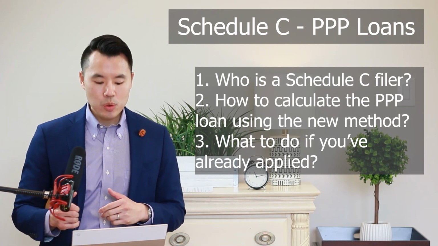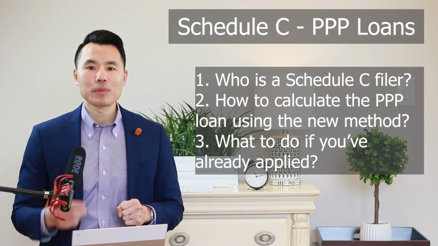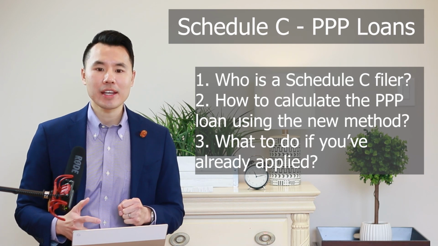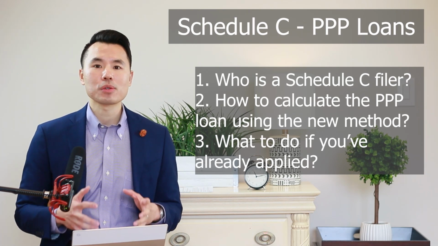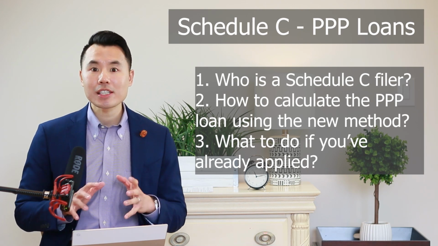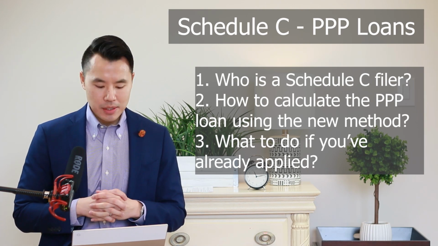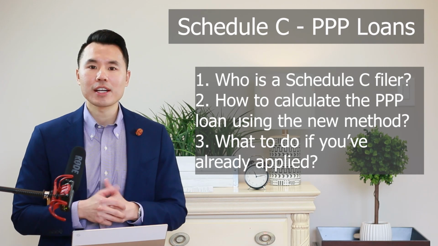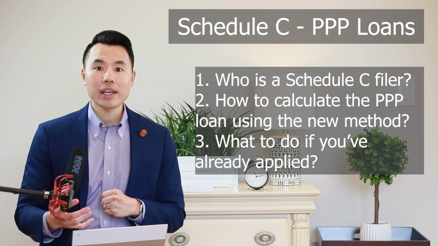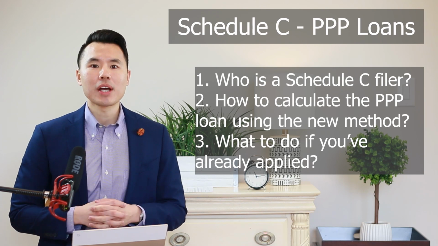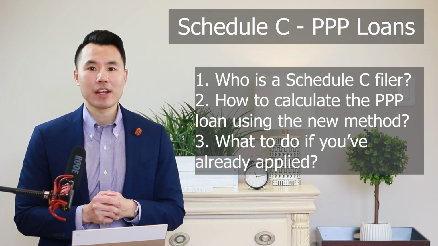Number 1 is, who is a Schedule C filer? Number 2 is, how do you calculate your new PPP loan request if you are a Schedule C filer? I'm going to do an on-screen tutorial for that section. Number 3 is, if you are a Schedule C filer and you've already submitted your PPP loan application, what can be done with this new guidance? I'm going to answer that question at the very end.